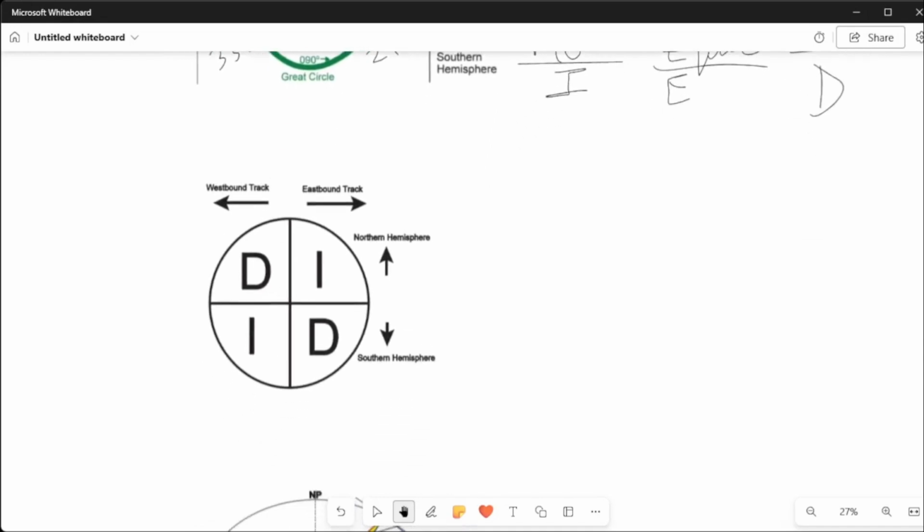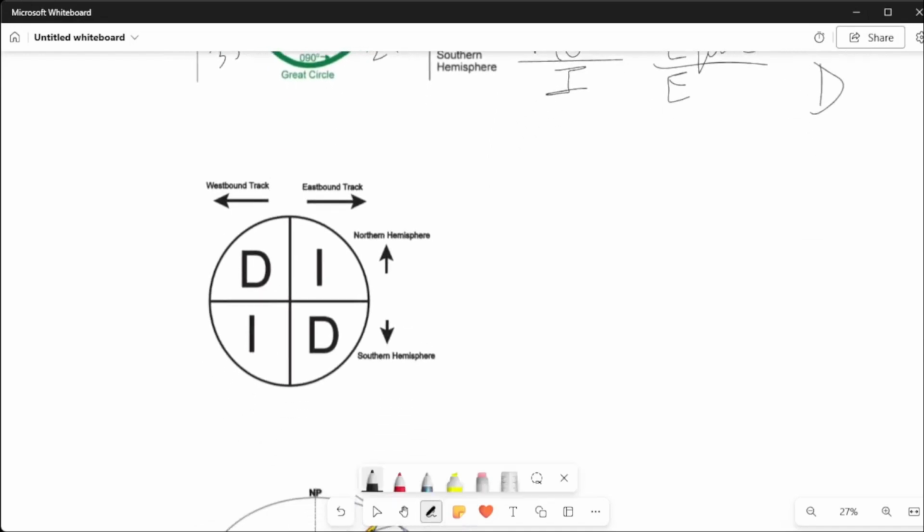It can be summarized using this diagram where it is shown that on a westbound track, initially it will increase, then it will decrease. On an eastbound track, vice versa, and similar for the northern and southern hemisphere. Hence, it is given by DIID.